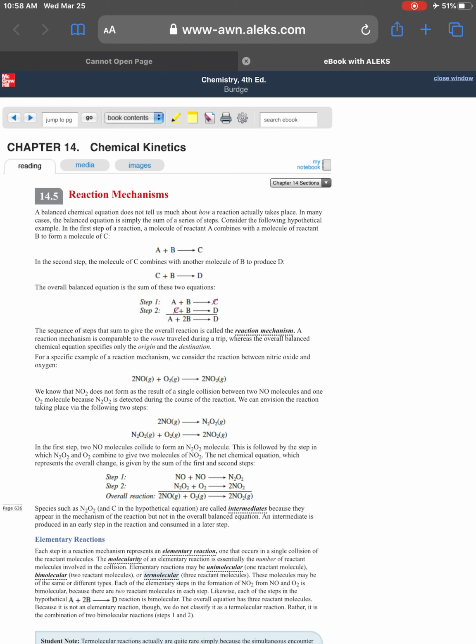Step 1, NO plus NO, arrow N2O2. Step 2, N2O2 plus O2, arrow 2NO2. Overall reaction, 2NO gas plus O2 gas, arrow 2NO2 gas. Species such as N2O2 and C in the hypothetical equation up above are called intermediates because they appear in the mechanism of the reaction but not in the overall balanced equation. An intermediate is produced in an early step in the reaction and consumed in a later step.